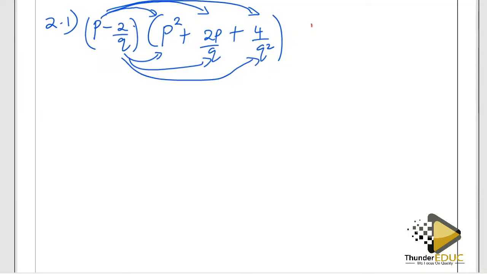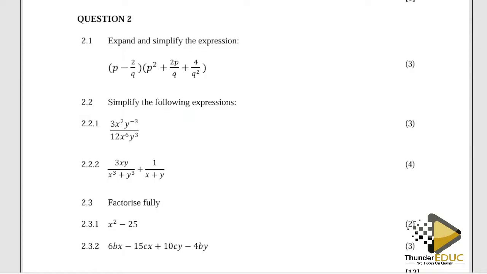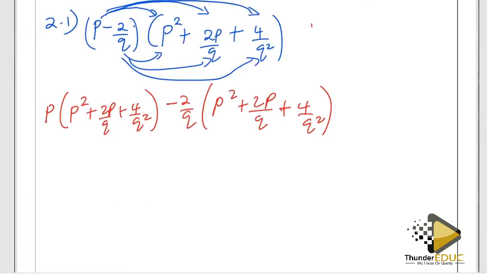Alternatively, someone might want to split this up and say, I have my p into this entire bracket, which is going to be p squared plus 2p over q plus 4 over q squared. Then minus the 2 over q into the same bracket, p squared plus 2p over q plus 4 over q squared. So let's open this up. How many marks is this? It's a 3-mark question. Let me not spoil the game.